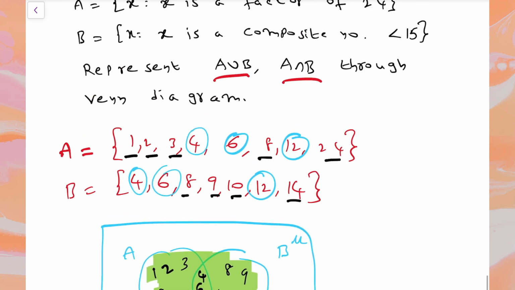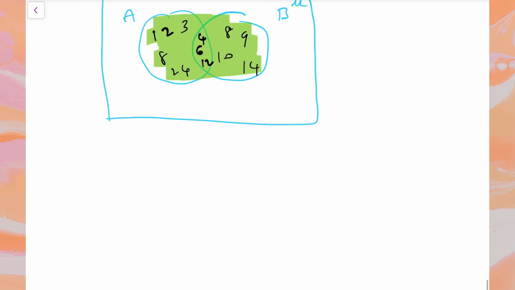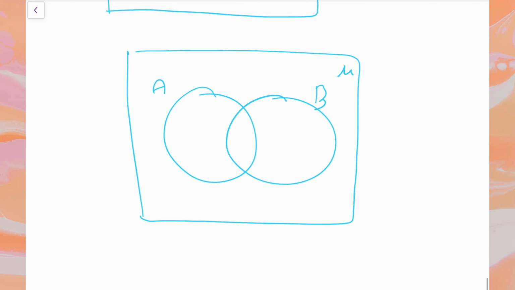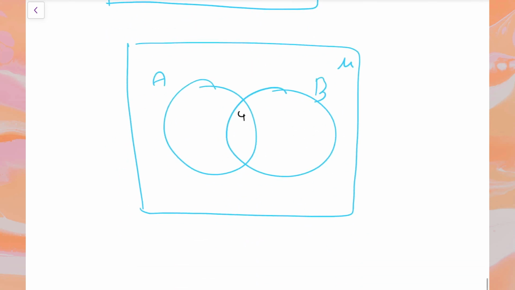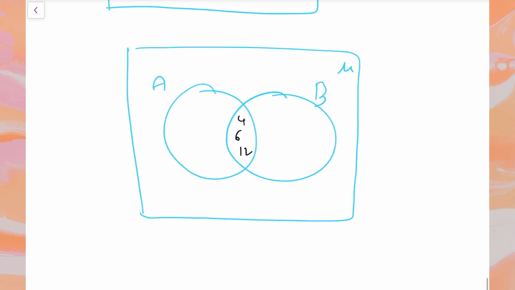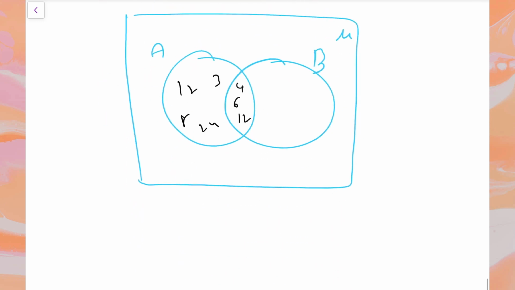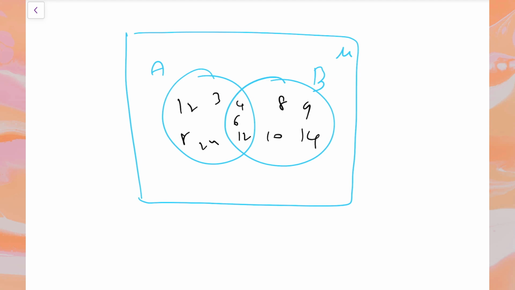Coming to A intersection B. Same figure, everything same: rectangle box, two circles, one for A and one for B. This is the universal set. The common elements you write in the middle, that is 4, 6, 12. And 1, 2, 3, 8, 24. Then 9, 10, 14. Now he is asking about the intersection, right? Intersection is nothing but common. So only the common part you need to shade. That's it. This is A union B as well as A intersection B.